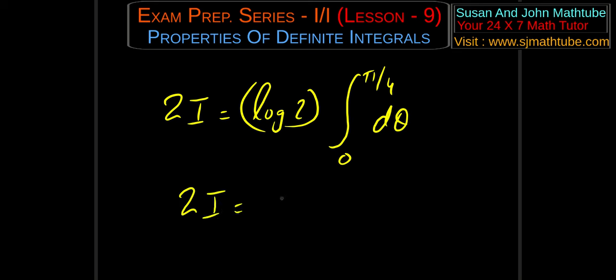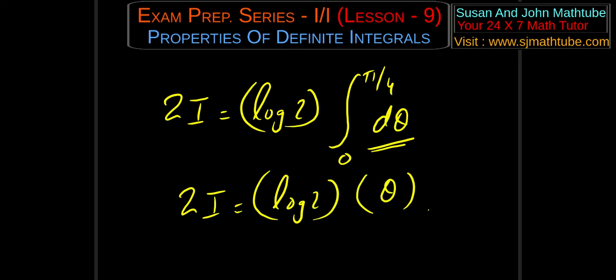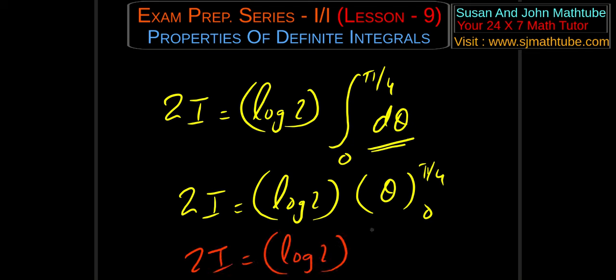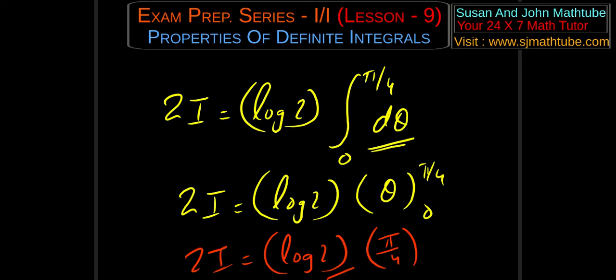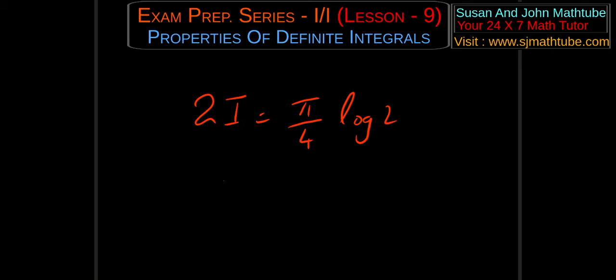And 2I is equal to log 2, and integral d theta is theta within the limits 0 to pi/4. So we get 2I is equal to log 2 times (pi/4 - 0), that is pi/4. And that gives you 2I equal to, I'll write, pi/4 log 2. It's the same thing because a into b is b into a. And that gives us the answer, I is equal to pi/8 log 2.